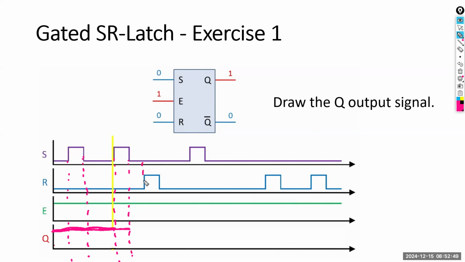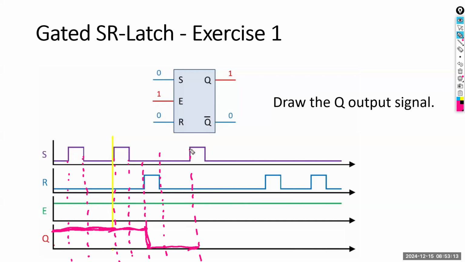So now again S is 0, R is 0. Remember. Now R becomes 1. That means reset. And S is 0. That means now it is reset to 0. Now both become 0. That is memory. By the time it is 0, therefore it remains 0.